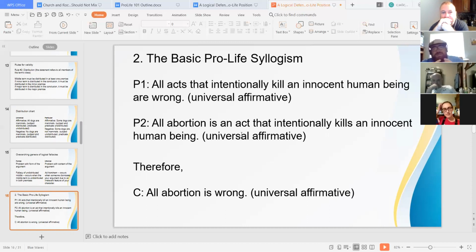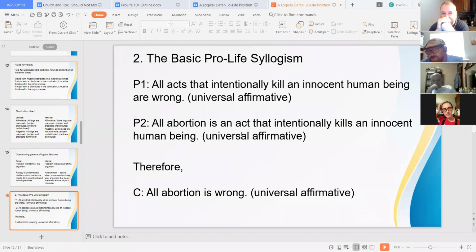Premise one is all acts that intentionally kill an innocent human being are wrong. Premise two, all abortion is an act that intentionally kills an innocent human being. Therefore, all abortion is wrong. Now, a couple of clarifications here.